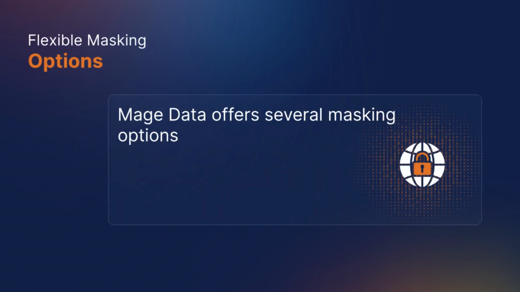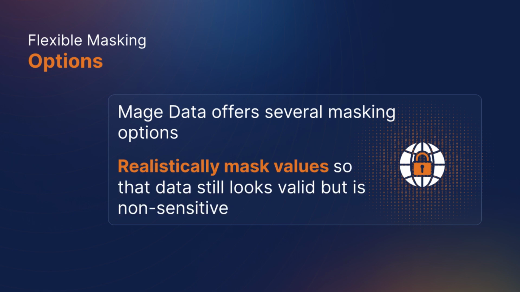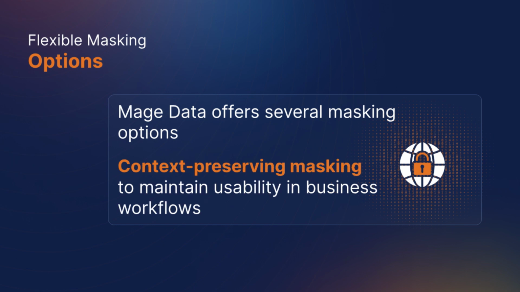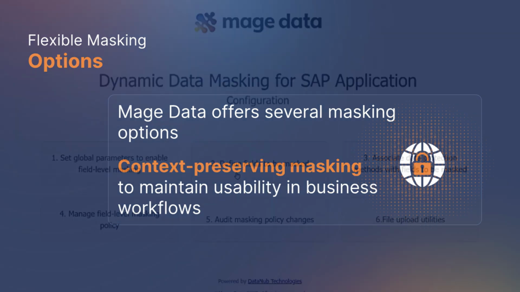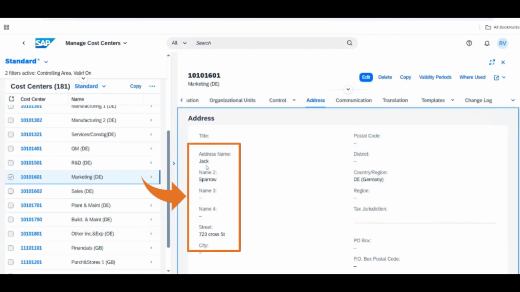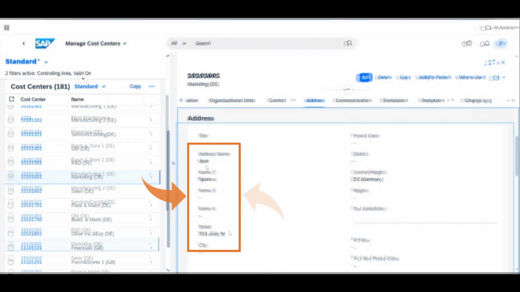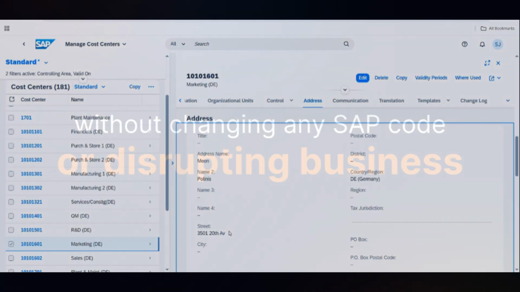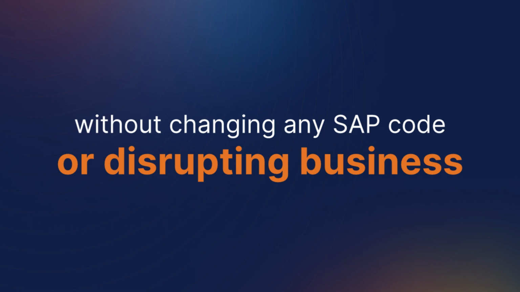Mage Data offers several masking options. Redact values entirely. Realistically mask values so that data still looks valid but is non-sensitive. Context-preserving masking to maintain usability in business workflows. Based on masking rules and user roles, Mage Data allows a user to see the original data, or the masked values, without changing any SAP code or disrupting operations.